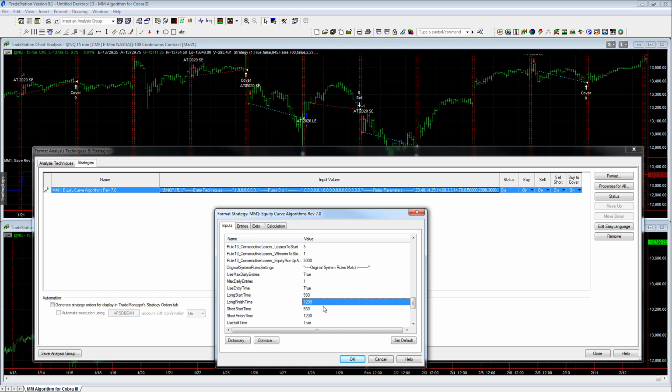You'll enter trades between 9:30 and noon on the long and the short side, and you'll exit at 1,600. The stop loss is $1,200, so your stop loss is $1,200 instead of $700. All the other parameters are false. You don't sync the exit with the master. Those are the parameters that we use.